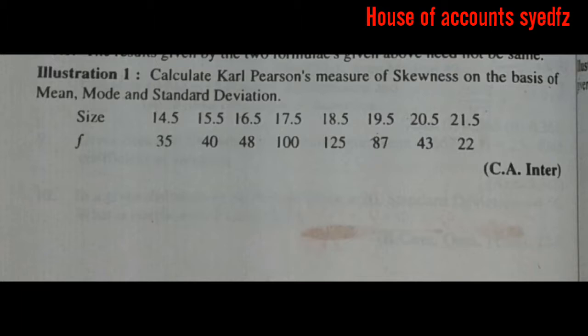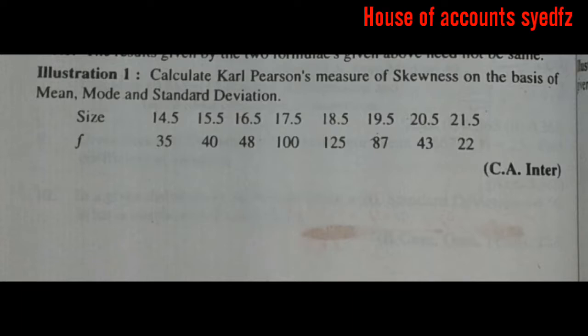Here is the question: calculate Karl Pearson coefficient of skewness on the basis of mean, mode and standard deviation. Okay, it's a discrete series because frequency and size are given, but it's not a continuous series.